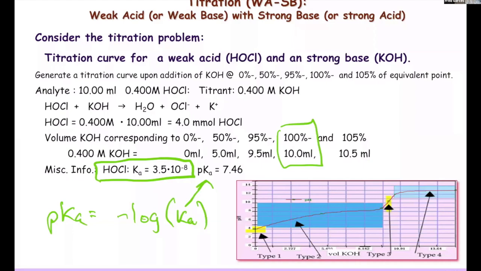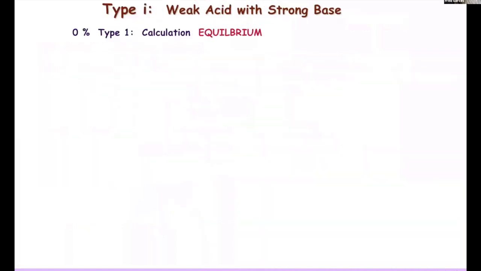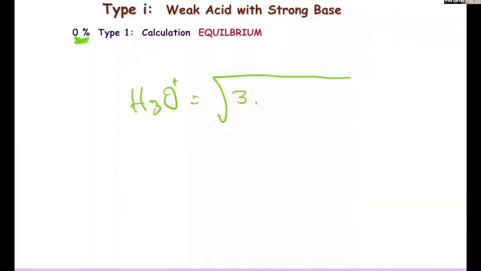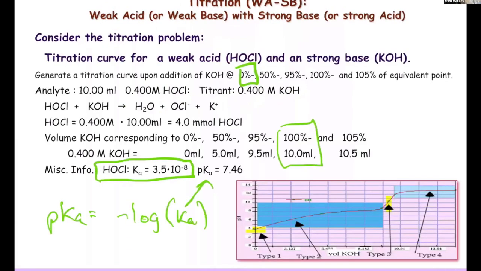Now let's look at what happens when we have 0% titrant added. That's just a weak acid. What we have is hypochlorous acid, and I tell you the concentration is 0.4. Go straight to this equation. Remember, the Ka was 3.5 times 10 to the minus 8. We said that the concentration of the acid was 0.4.